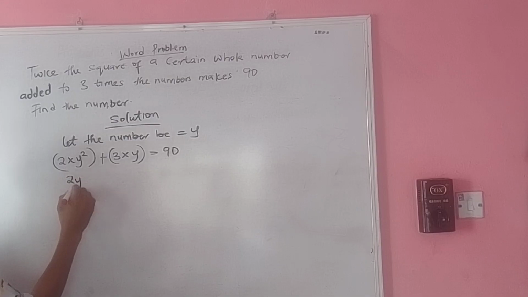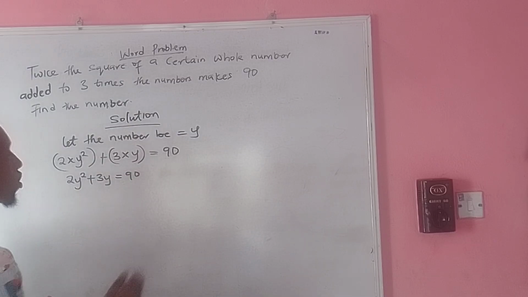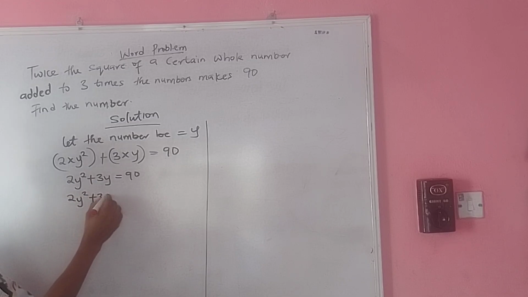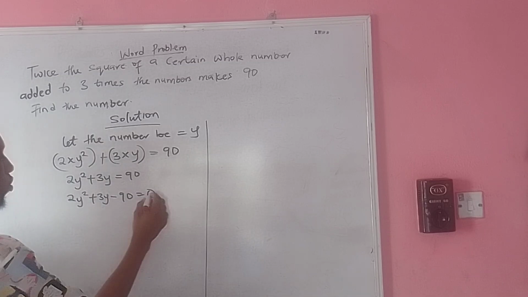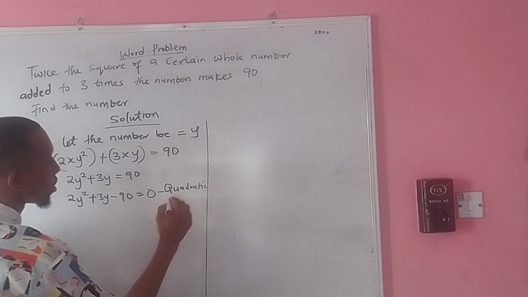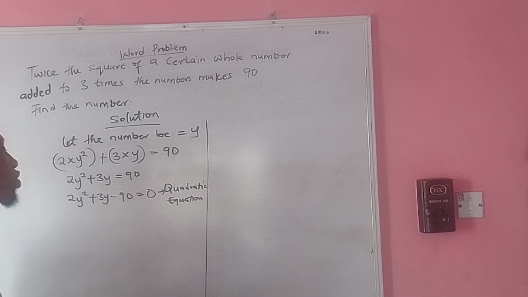Multiplying this, I have 2y squared plus 3y is equal to 90. Because this is leading us to a quadratic equation, I can take this positive 90 to the other side of the equality sign. So I have 2y squared plus 3y minus 90 is equal to 0. What we have here is something called a quadratic equation.